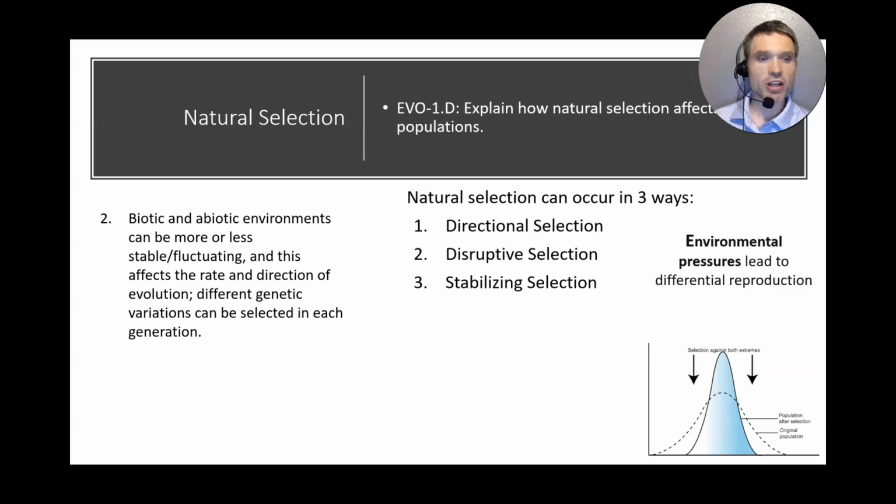And over generation after generation after generation, what that results in is a population of babies being born that are around a certain average. So this once again is called stabilizing selection. And in all three of these situations, the environmental pressures lead to the differential reproduction.